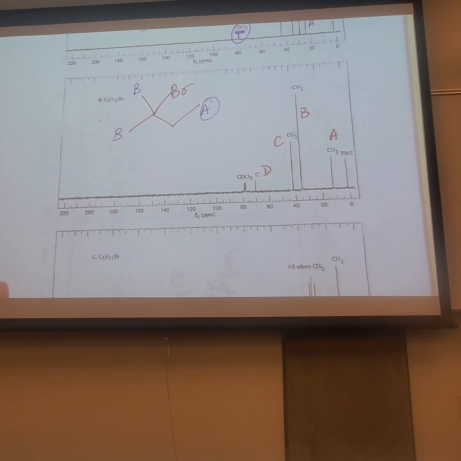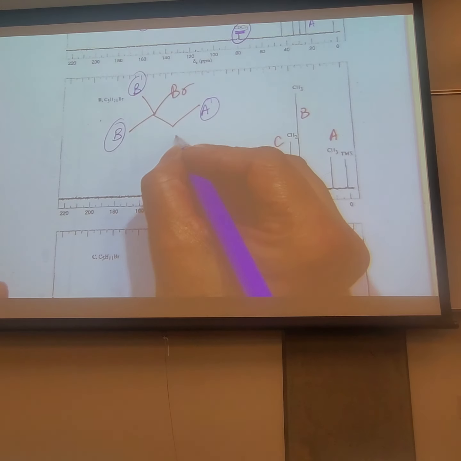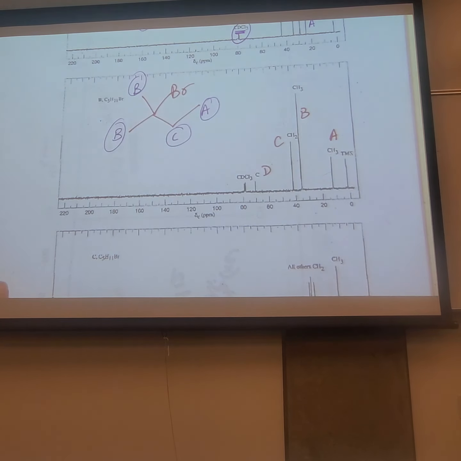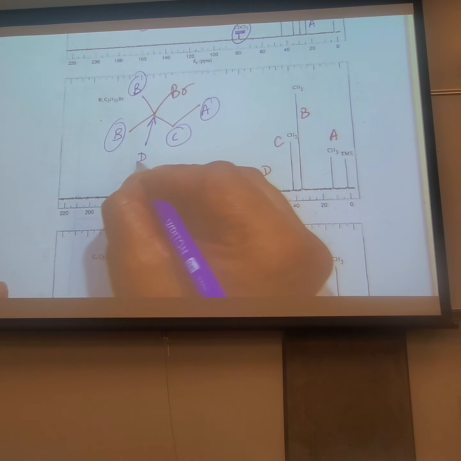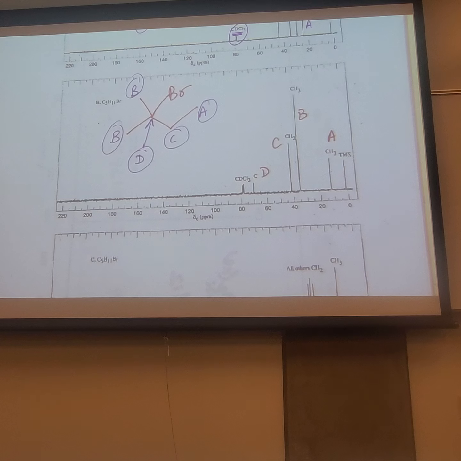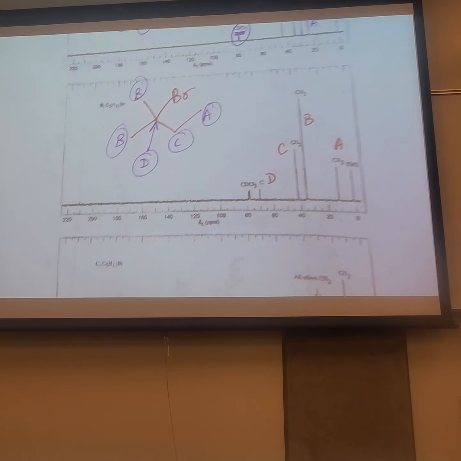Where is C? The methyl, right? And where is D? That carbon. The quaternary carbon is D. Everybody okay? Just now we are focusing on carbons, guys, not hydrogens. This is C. There's no B and C on it.